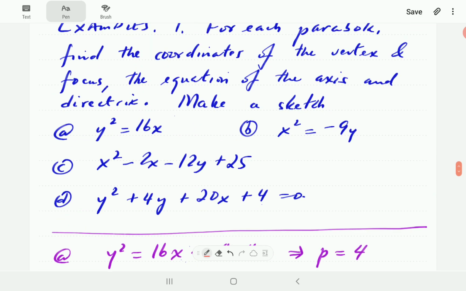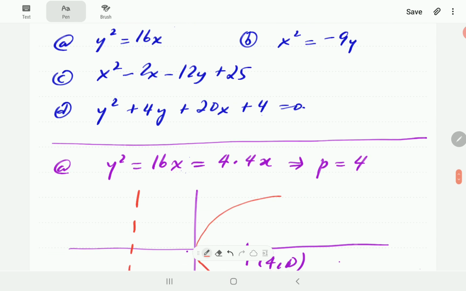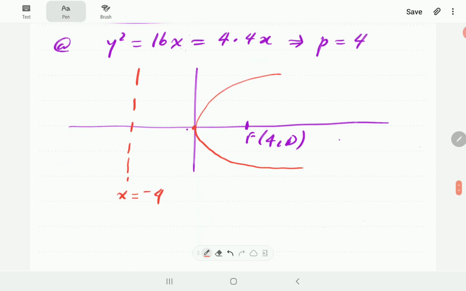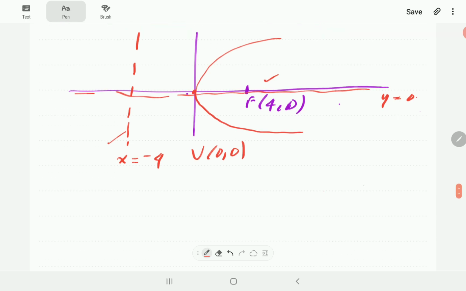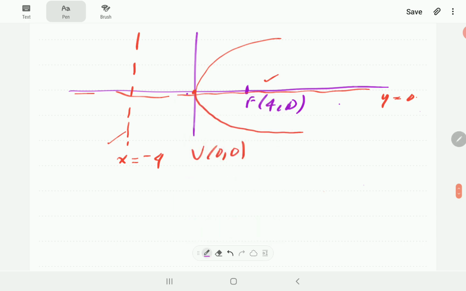We already have the coordinates of the vertex, which is (0, 0) there. There is the focus, there is the directrix, which means the equation of the axis is y equals 0, and the sketch is already here. So question A is done.